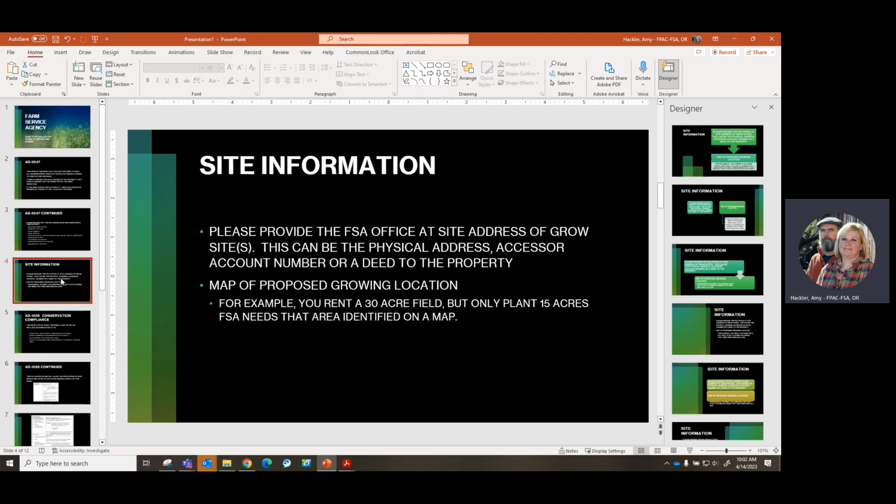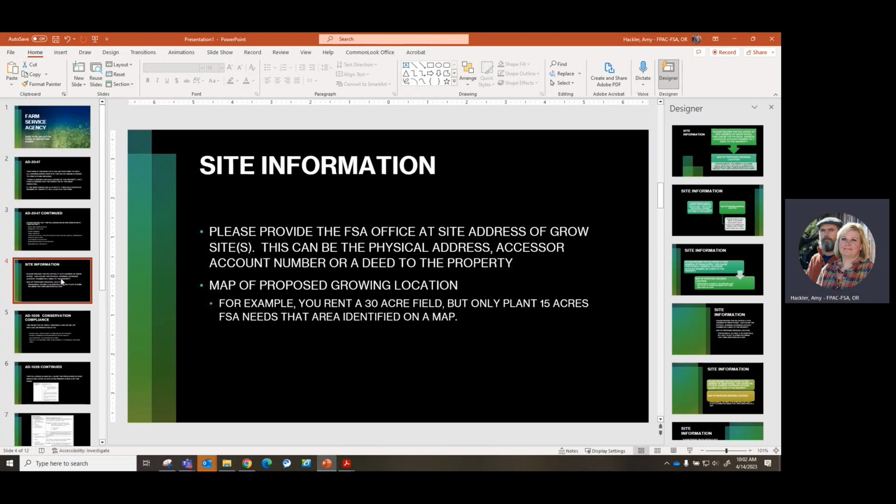As far as the site information, a site address is obtained. That way we can put the property that you're leasing into a farm. This can be given by the physical address, assessor record, account number, or even possibly a deed to the property.